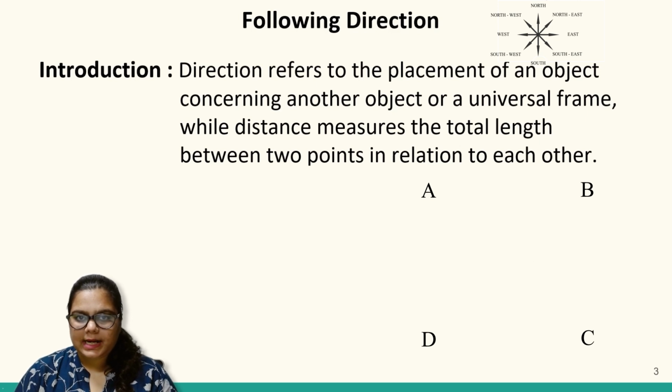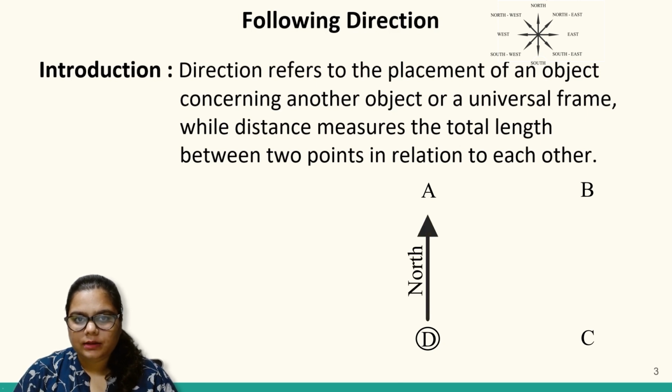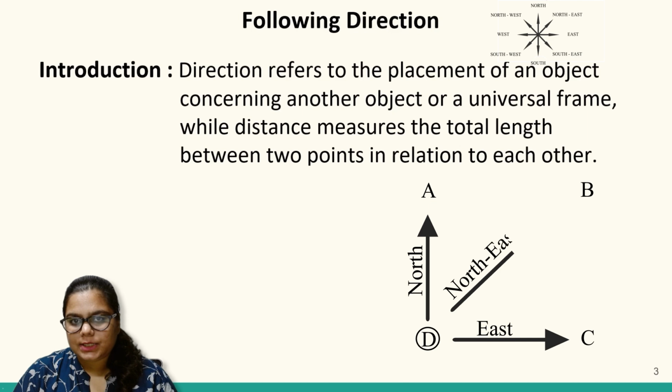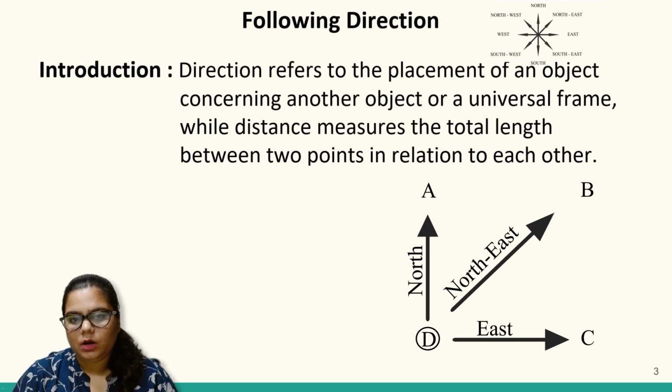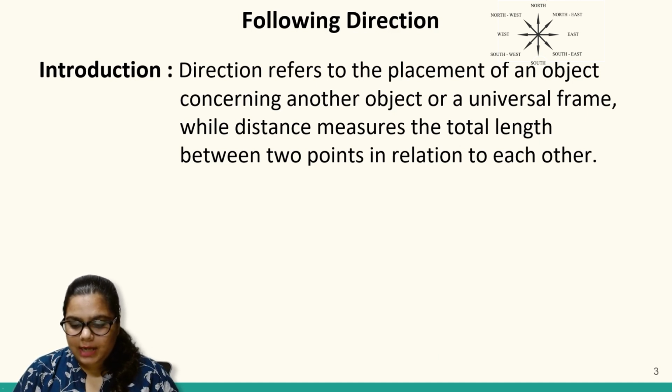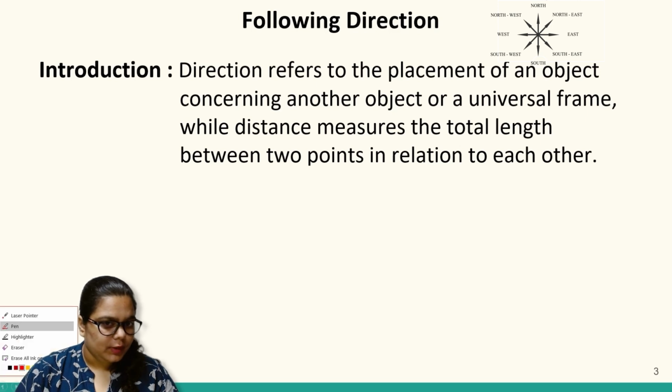Now with respect to D, let us find out. With respect to D, A will be to the north of D. Similarly, C will be to the east of D and B will be to the northeast of D. So this is the whole concept of identifying the direction with respect to a person. Now there are other concepts that are used for following directions that we'll understand.